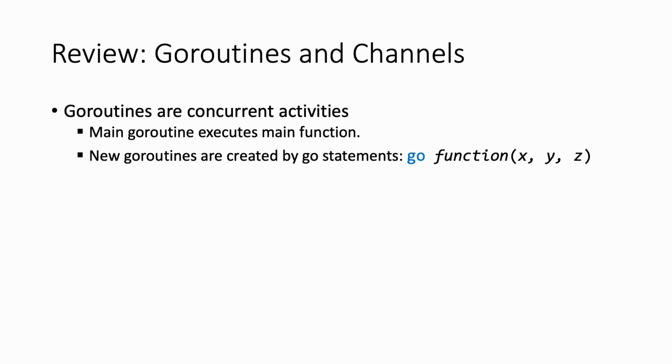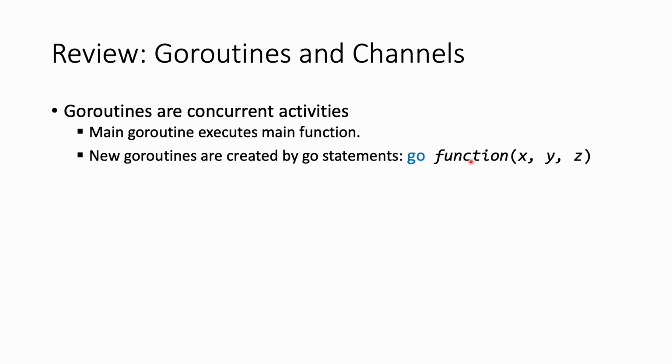In the first two parts of concurrency, we have learned basics about goroutines and channels. Let's first review those basics. Goroutines are concurrent activities in a Go program. The main goroutine is the initial goroutine in a Go program that executes the main function. New goroutines are created by the Go statement, which are function calls prefixed with the keyword Go.